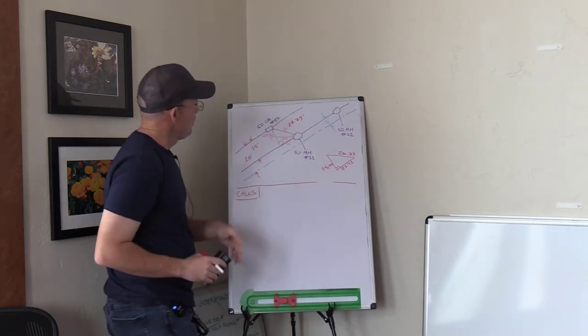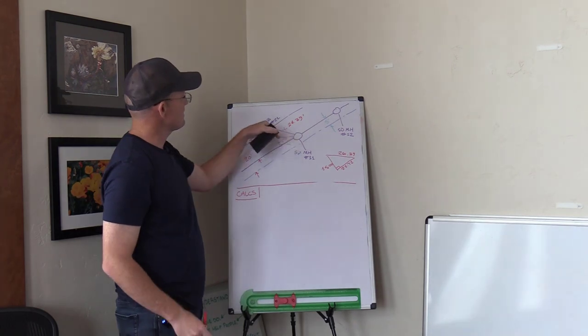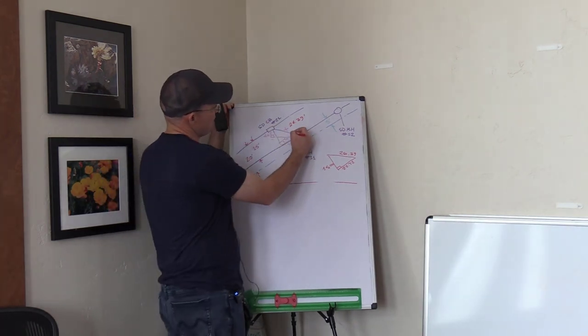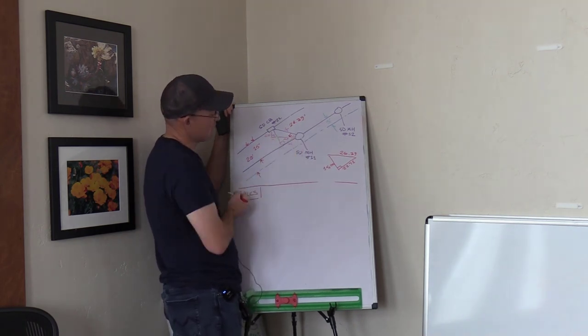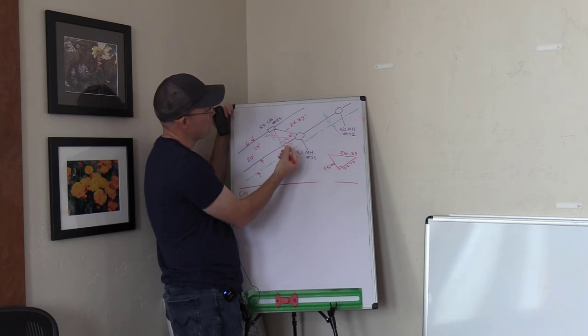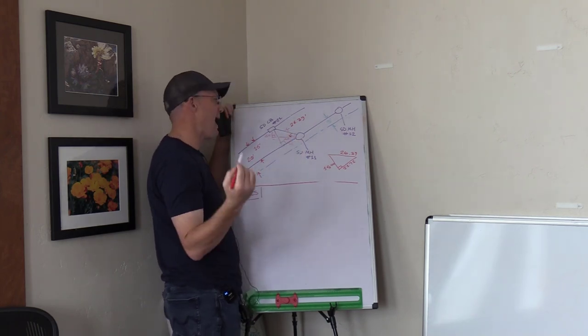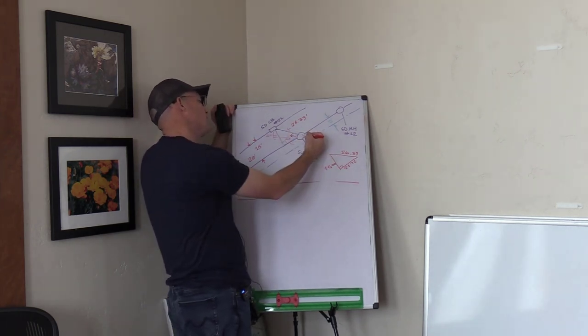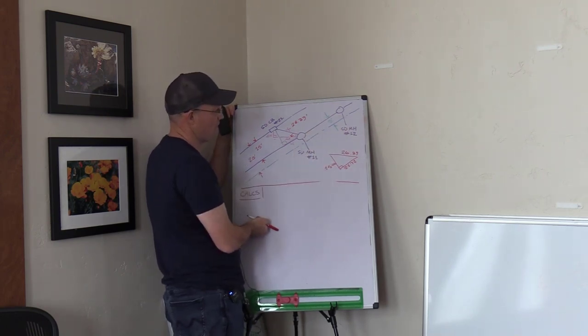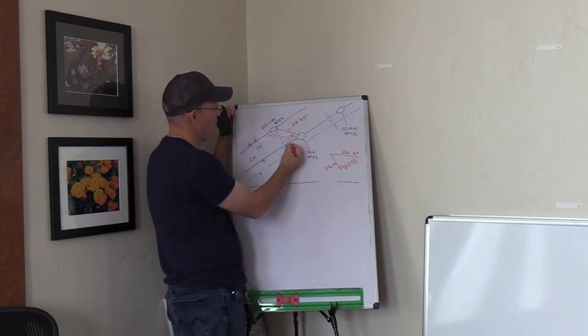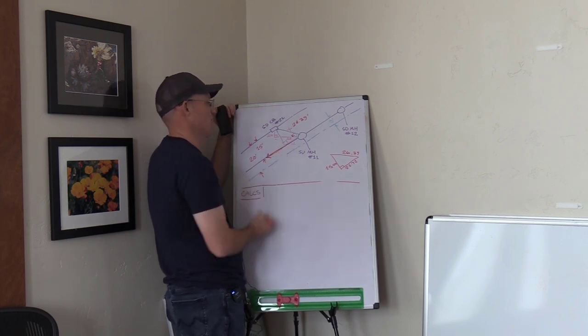Okay, so we know this distance. If we know what this angle is right here, then we can do right triangle trig to figure out the change in easting and the change in northing. But right now we don't know this angle. However, we have the coordinate for storm drain manhole 11 and the coordinate for storm drain manhole 12, which means we can figure out what this azimuth is.